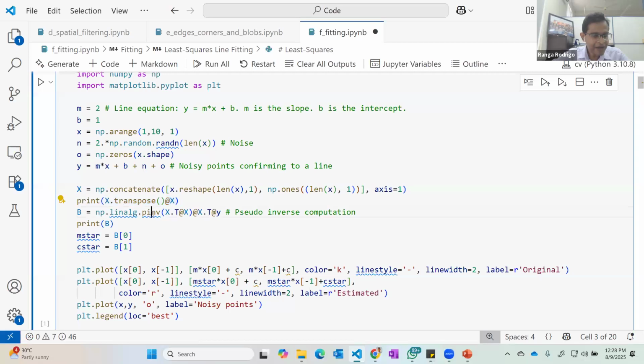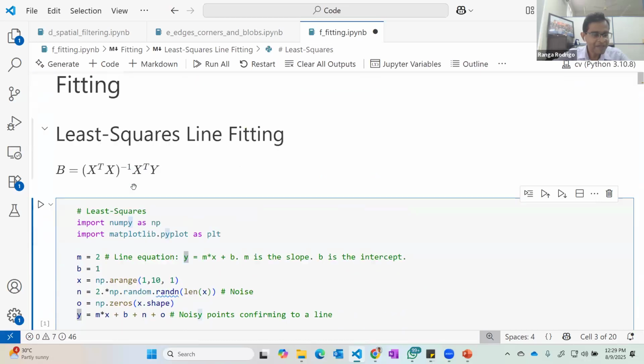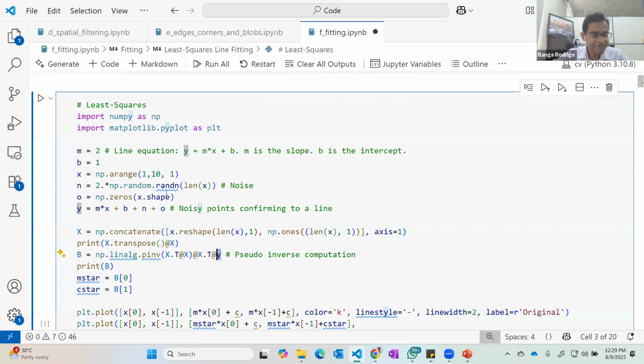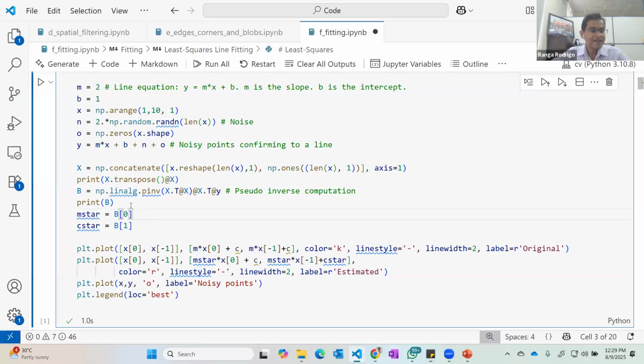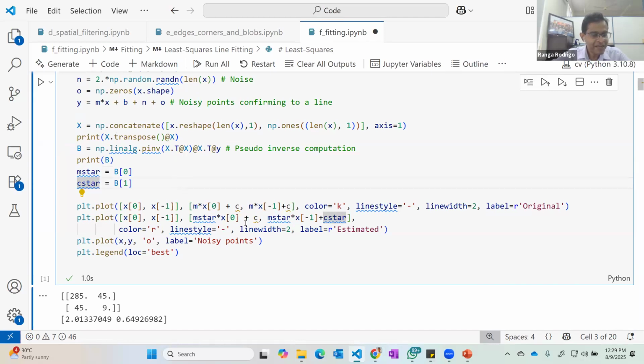And I get the pseudo inverse: X transpose X pseudo inverse, multiply by X transpose and multiply by Y. You can see this is the expression. So I call them M star and C star, the true solutions. Then I do some plotting.